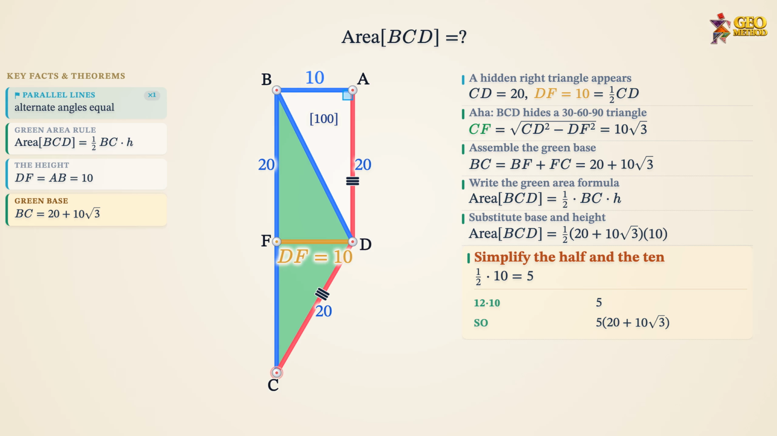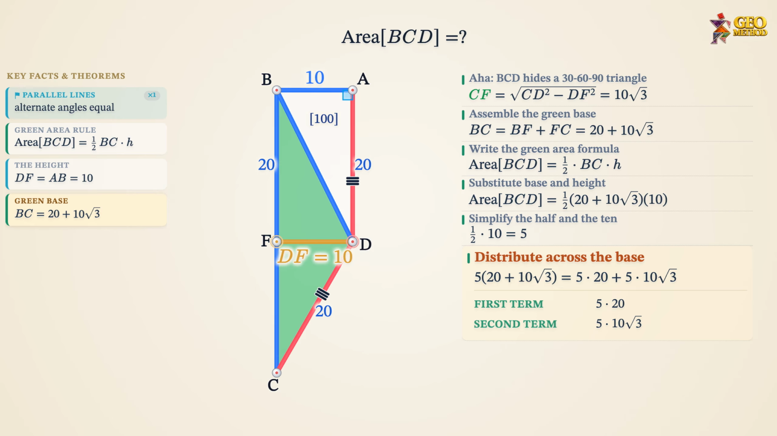Combine the 1/2 with the height first. 1/2 times 10 is 5, so the whole expression collapses to 5 times the base. 5 times (20 plus 10 square root of 3). Distribute the 5 across both parts of the base. We get 5 times 20 for the first term and 5 times 10 square root of 3 for the second term. Let us evaluate each.